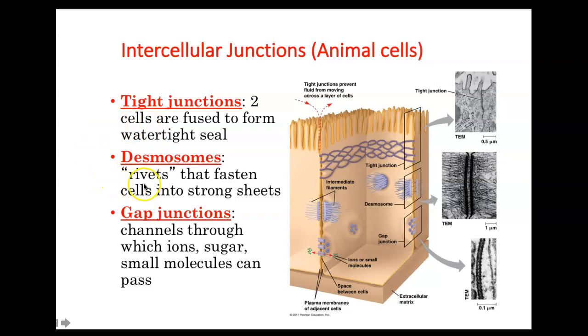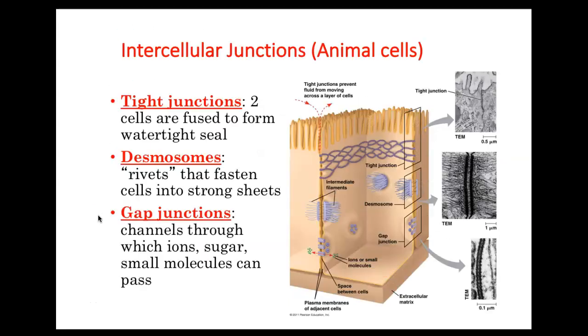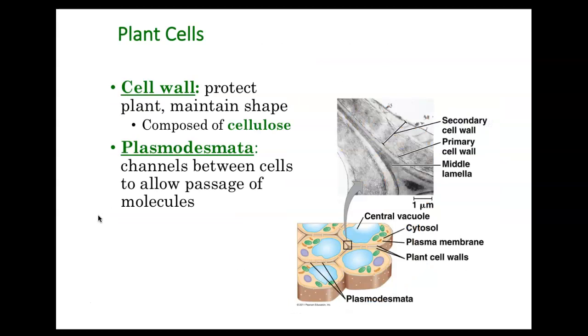Desmosomes are like rivets that fasten cells in strong sheets, like muscle tissue, and then gap junctions are like the holes or channels through which ions, sugars, and small molecules can pass. So the cells of your heart are going to have a lot of gap junctions. But I have never seen those on an AP exam. I just put them on here for completeness' sake to let you know that cells are joined together in a few different ways. If you don't memorize them, I don't think it's that big of a deal.